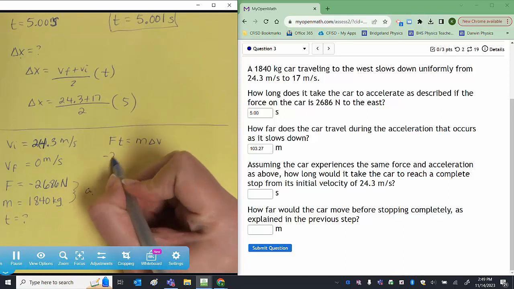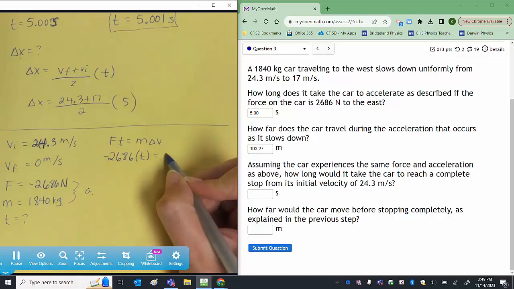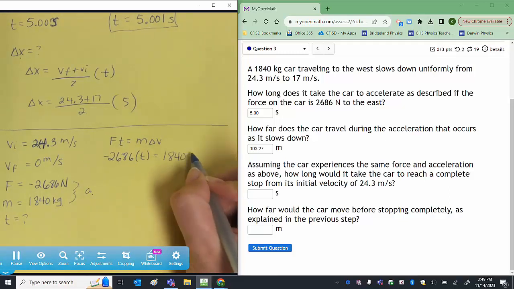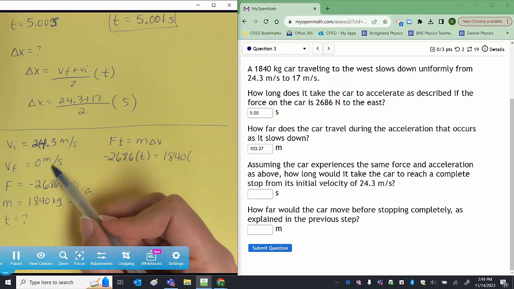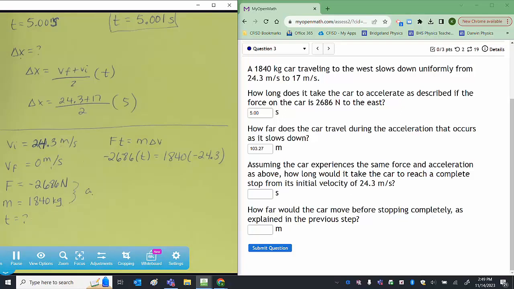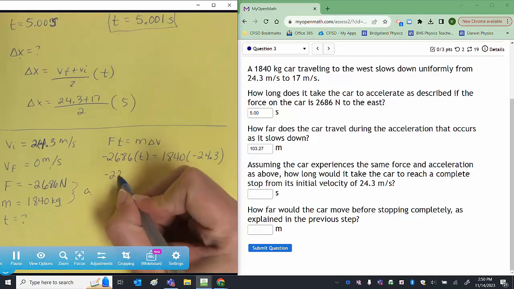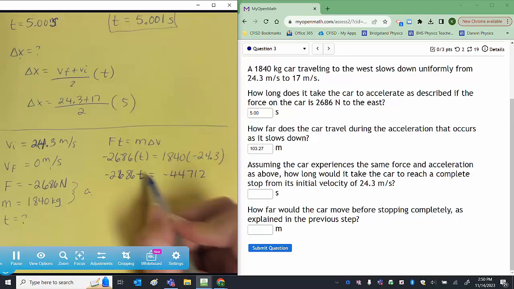Substituting in is negative 2686 times T equals our mass, which is 1,840, times our change in velocity. Final minus initial would be 0 minus 24.3, so that's a change of negative 24.3. From here, let's go ahead and multiply 1,840 times negative 24.3, and that gives us this, negative 2686t equals negative 44,712.